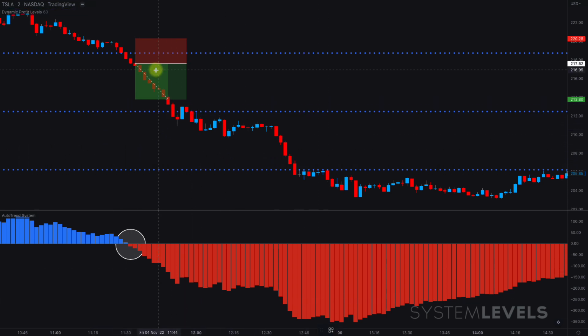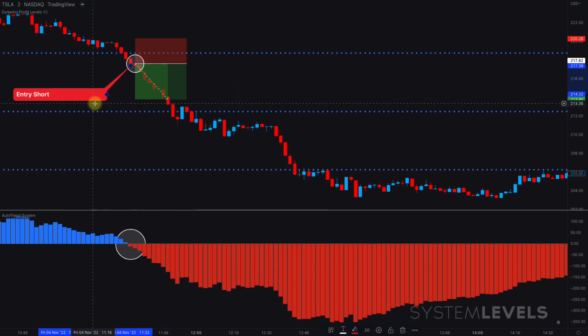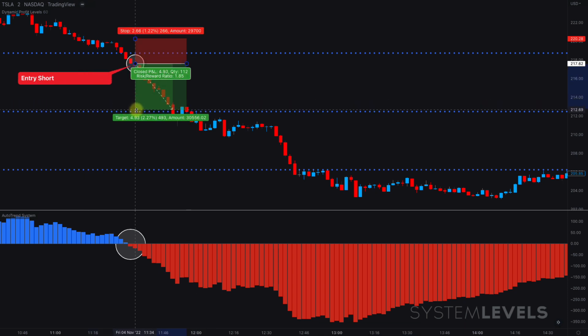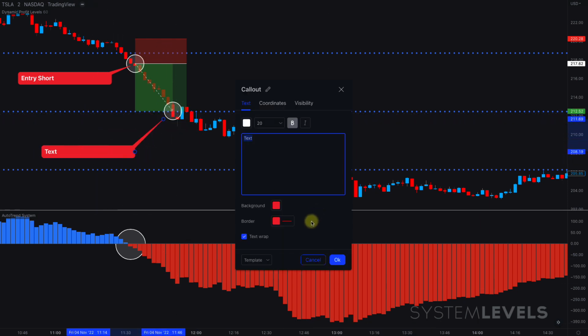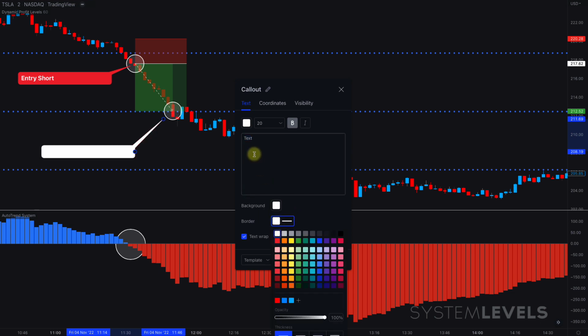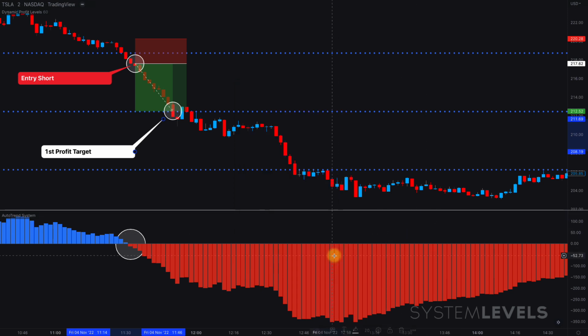So let's go ahead and mark that. This was our entry, right here. So entry short. And we reach our first profit target here. You can see price came down. It hit our dynamic profit level, the first dynamic profit level, and that is our first profit target. We can change those colors here, make them more visible. There we go. First profit target hit.